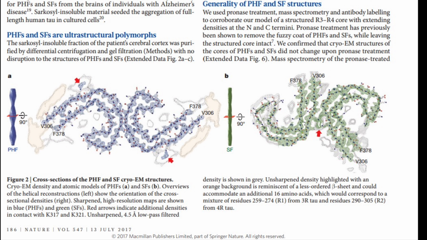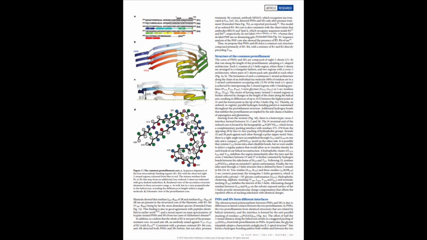Extended data figure 6. Mass spectrometry of the pronase-treated filaments showed that residues I260 to R406 of 3R and residues K281 to R406 of 4R tau are present in the structured core of the filaments, with R3, R4, V306 to R406 being by far the most abundant species, extended data figure 7A. This finding is also in good agreement with peptides identified in earlier work, and a recent report on mass spectrometry of trypsin-treated PHFs and SFs from 10 AD cases.